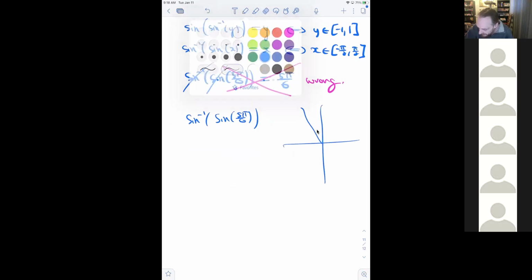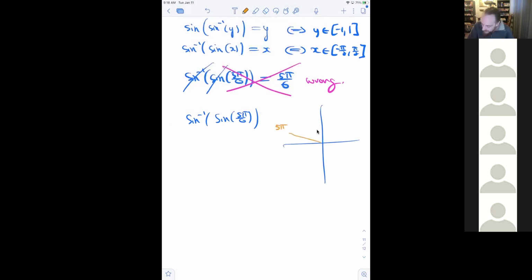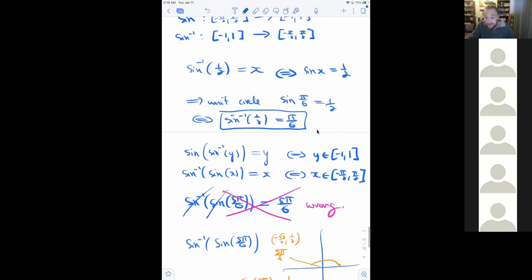That's the 2pi/3 one. I want to erase that. So if this is 5pi/6, my angle, we know that at 5pi/6 cos is -√3/2, and this is still 1/2. So sine of 5pi/6 is 1/2 from the unit circle. Therefore, sine inverse of sine of 5pi/6 is equal to sine inverse of 1/2, which is pi/6, which I just calculated above using the unit circle.